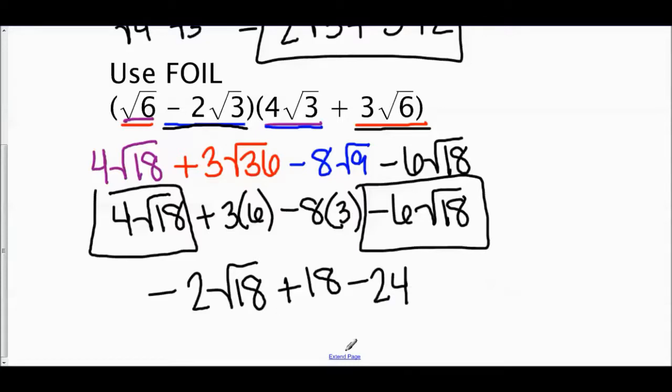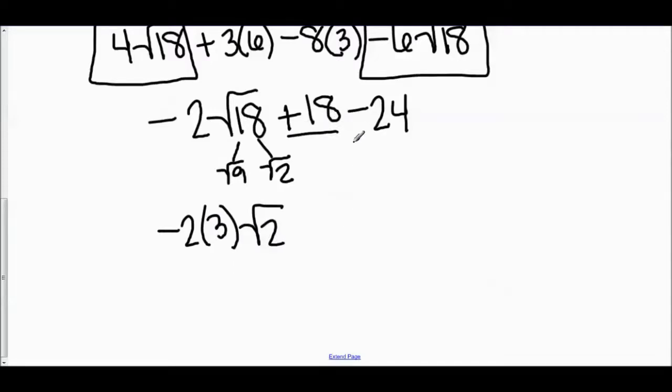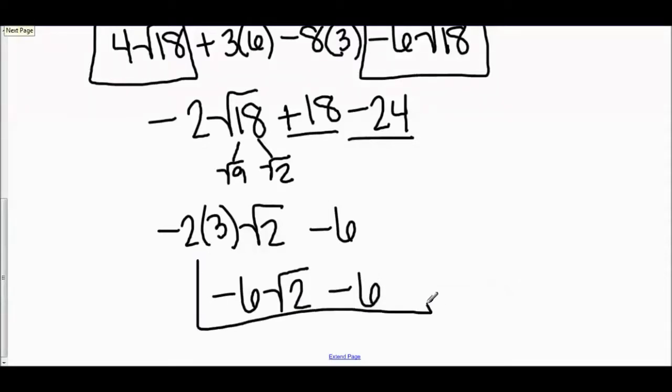Let's continue to do some simplifying here. Square root of 18 can be broken down into square root of 9 and square root of 2. Square root of 9 is 3. So I can multiply negative 2 times 3 times the square root of 2. And positive 18 and negative 24 can combine to be negative 6. And last bit of simplifying, negative 2 times 3 is negative 6 square root of 2, and then minus 6. Go ahead and box our final answer. We're so proud of all that work.